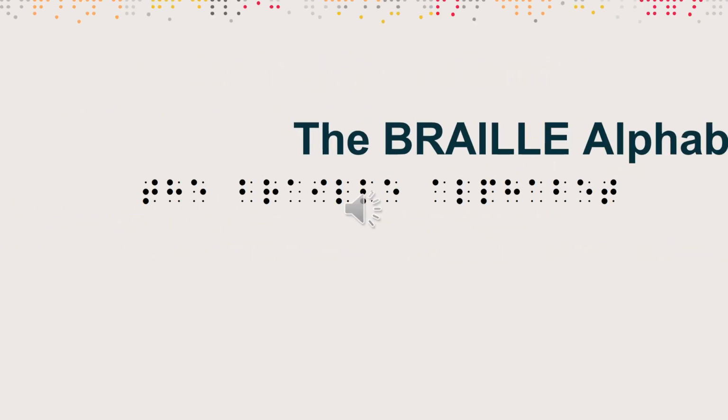To get started, let us have the Braille alphabet. Beginning with the first 10 letters, which are letters A to J. These are formed using the upper and middle dots, the dots 1, 2, 4, and 5.